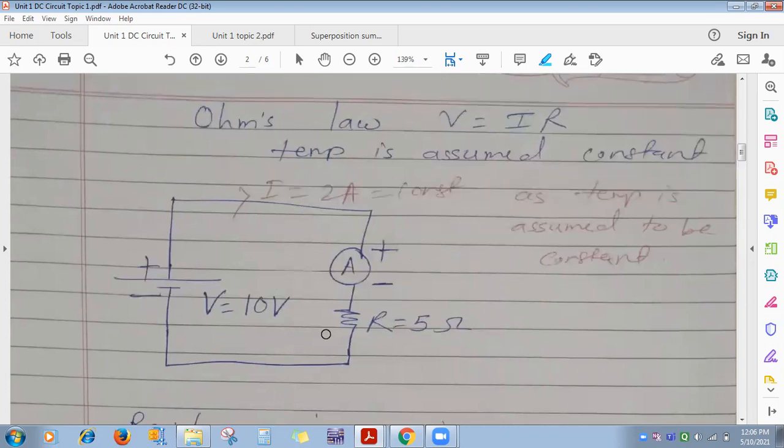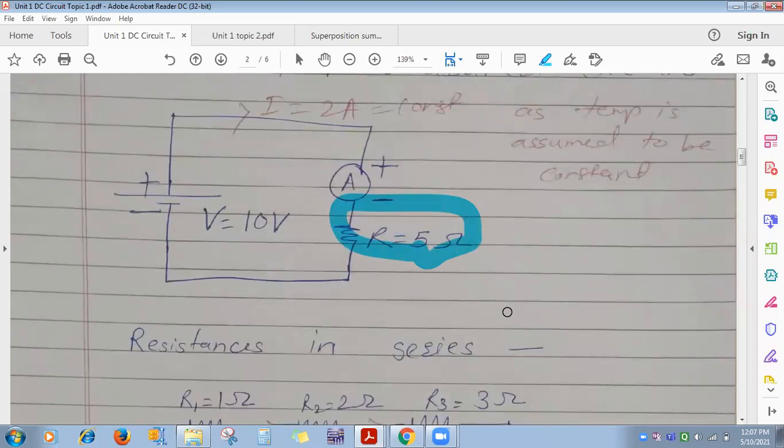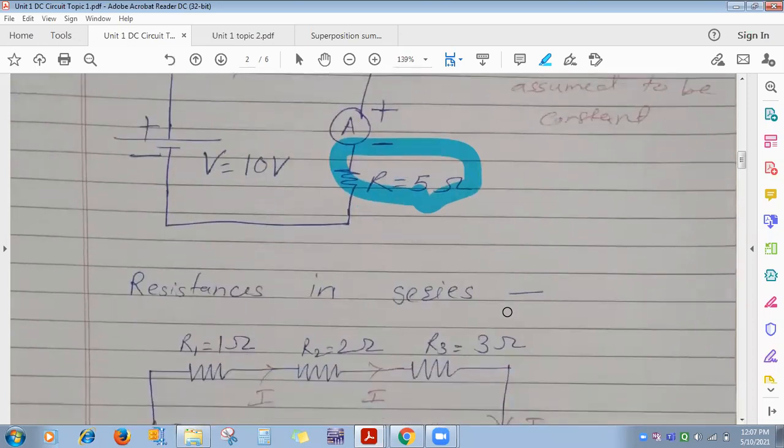So if you apply it here, what will be the current value? You will get 2 ampere. So 2 ampere current will flow here. The resistance we assume constant at 5 ohm, meaning Ohm's law is applied and temperature you are going to neglect.